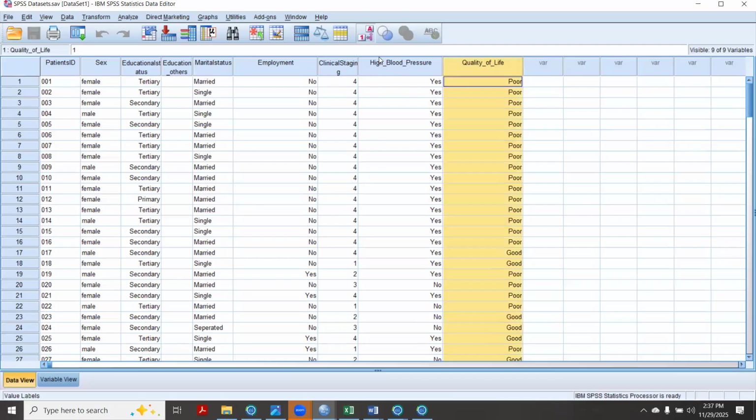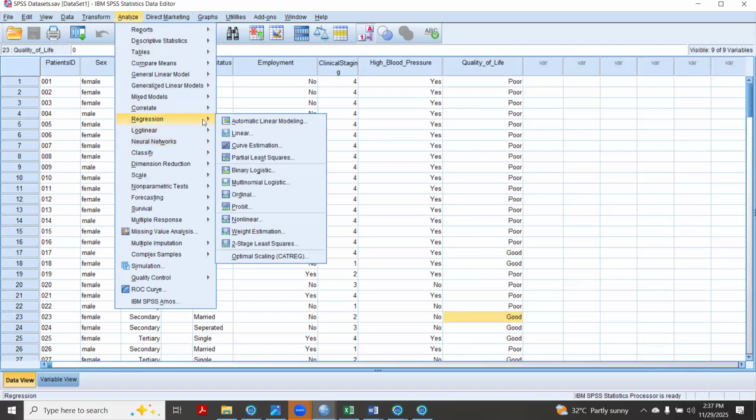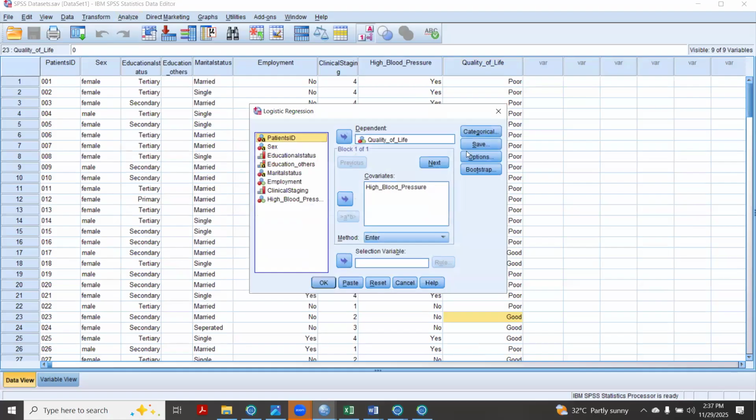You can see the poor is 1. The good is no, is 0. So I'm interested in yes, and I'm interested in poor. So by default, yes is 1, poor is 1, no is reference, good is reference. So when you put them in your binary logistic regression, you don't even need to choose a reference. By default, the logistic regression knows that the 0 is the reference because you're going to interpret the result against the reference. You get it, Muhammad?